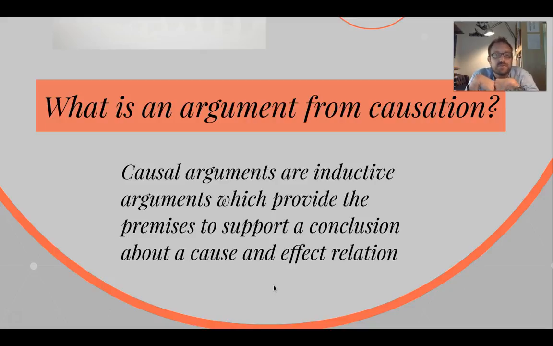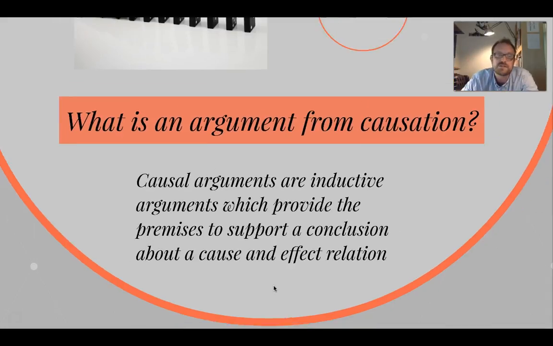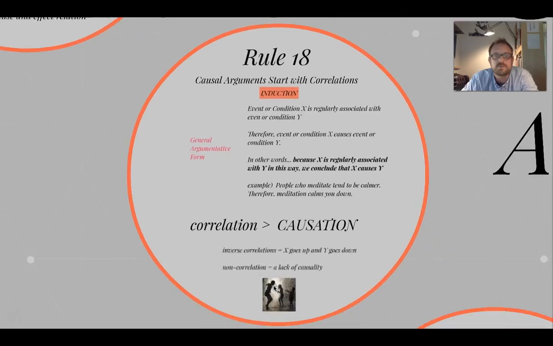And so that's a really important thing that comes out of Hume. So causal arguments are inductive arguments which provide the premises to support a conclusion about a cause and effect relationship, okay? So a causal argument basically provides you some premises in order to give you a conclusion that has something to do with the causal relationship, some sort of causal effect.